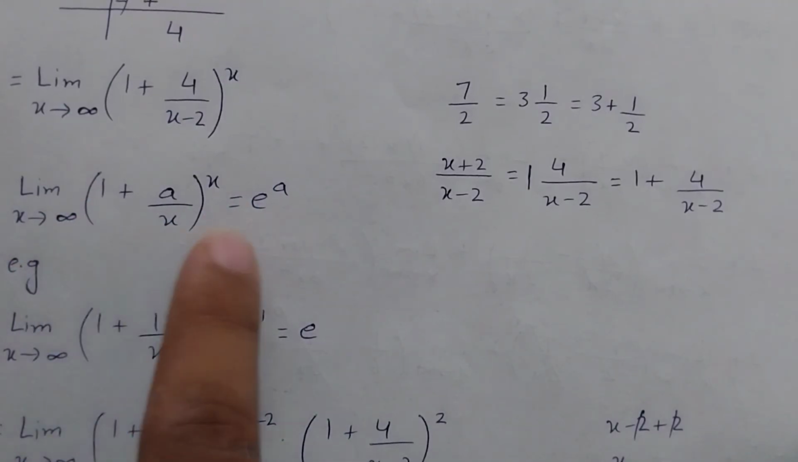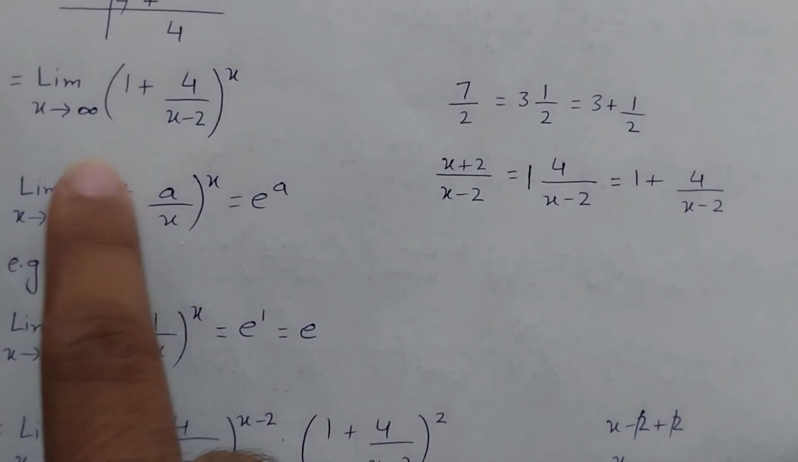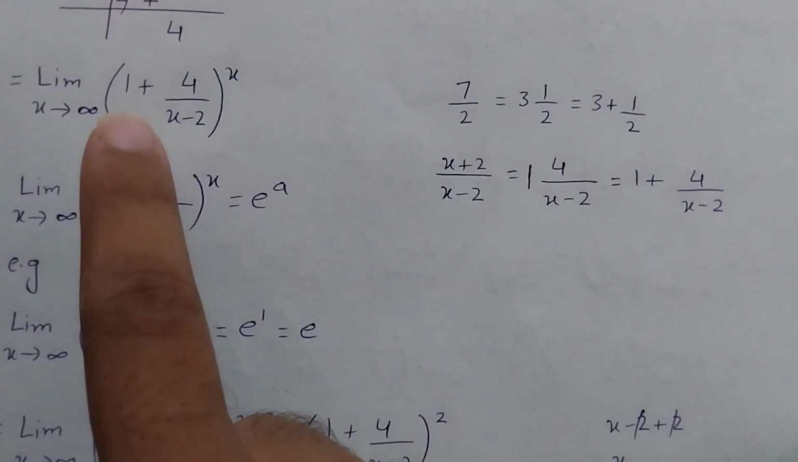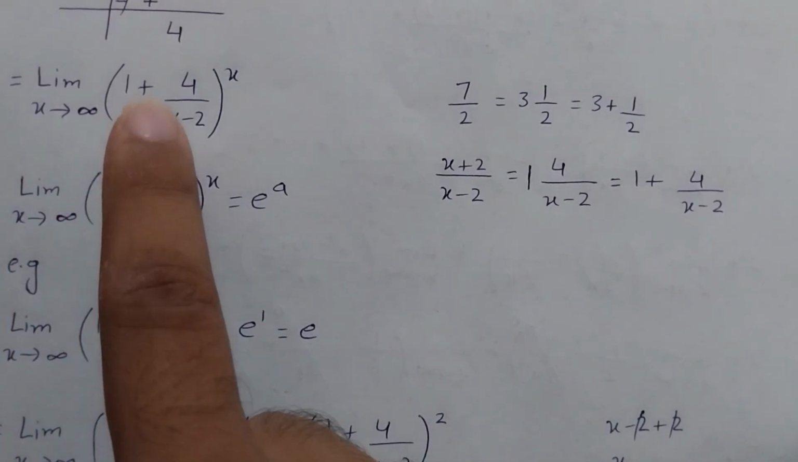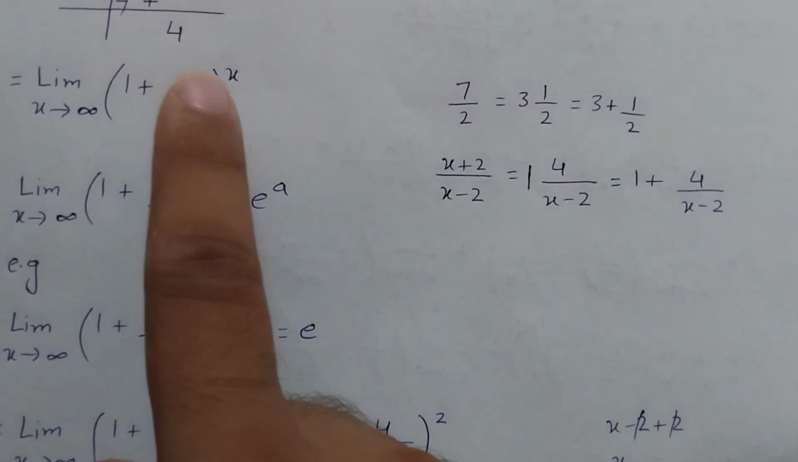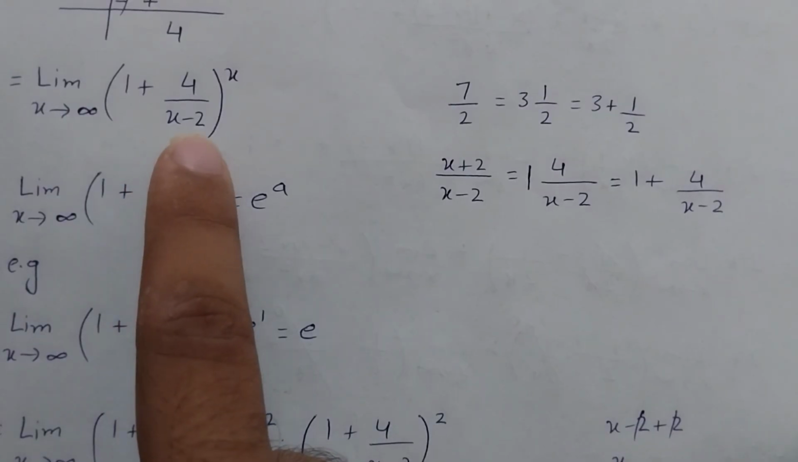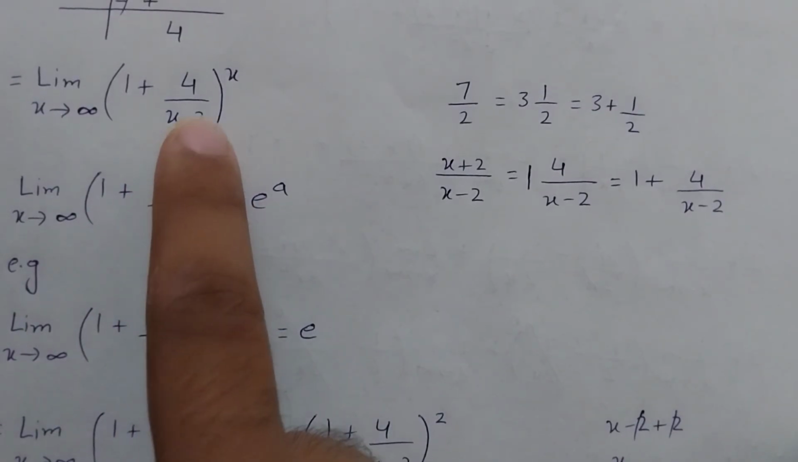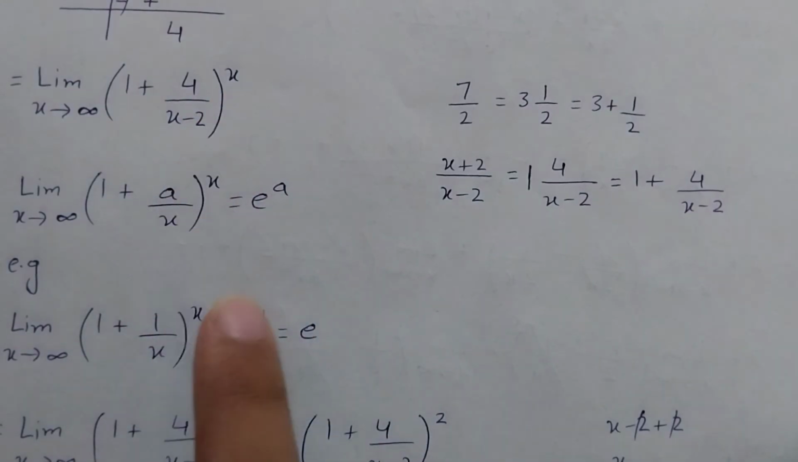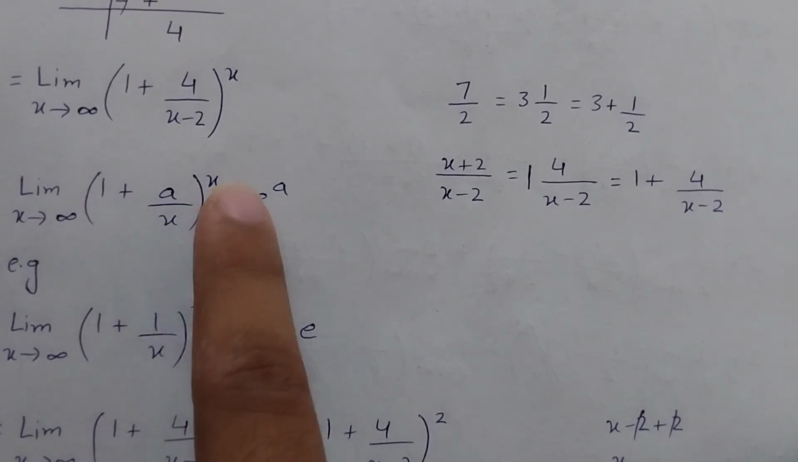So how can we use this result to evaluate this limit? If you look at this limit, x is approaching infinity, that is fine. We have 1 plus also in our given limit, and we have a number, a is 4, and we have a denominator which is x minus 2, but there's a problem here. We don't have the same denominator and power. The denominator is x minus 2 and the power is x. In order for us to use this result, this denominator and this power need to be the same.